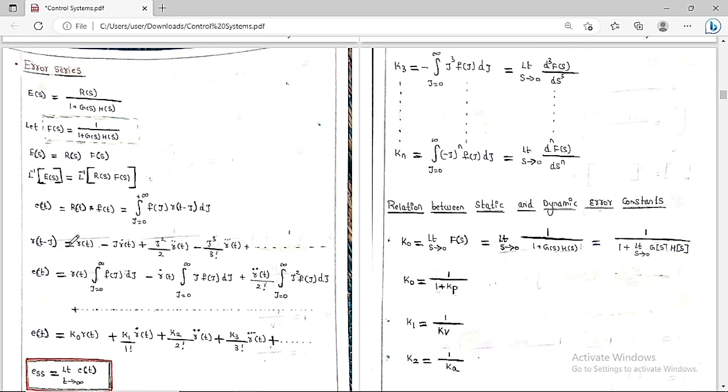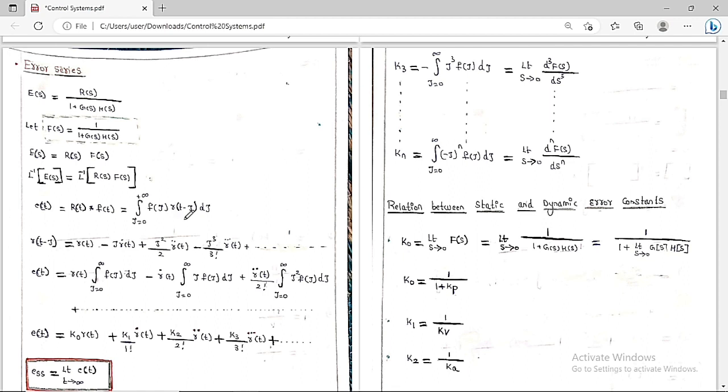So this is r of t minus tau is equal to r of t minus tau into r dash of t plus tau square by 2 into r double dash of t minus tau cube by 3 factorial r triple dash of t plus tau to the power of 4 by 4 factorial r 4 dash of t and goes on. So now you know E of t is equal to f of tau into r of t minus tau. So this is the expression.